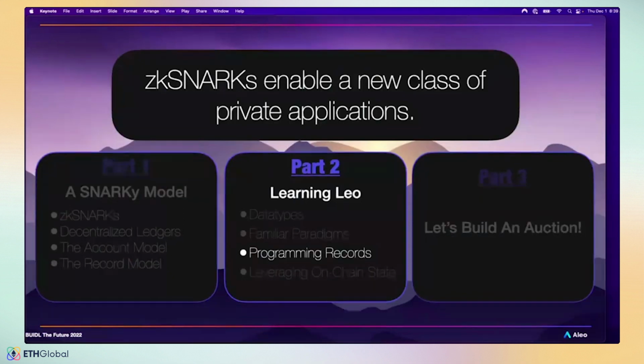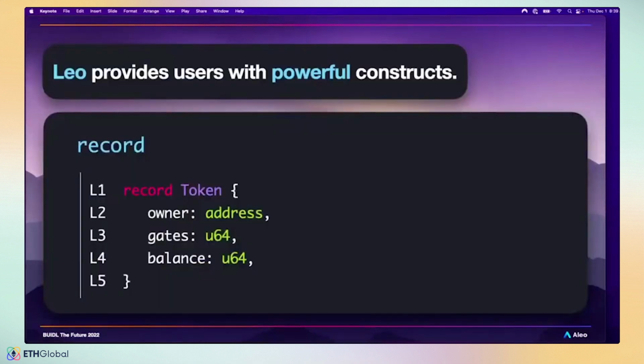Cool. So we went through some familiar programming paradigms. Leo looks a lot like Rust and TypeScript for those that are coming from those languages, and provides some constructs that are expected in all programming languages. Now, Leo also provides some more powerful concepts, and we use these concepts to create private applications, and we can do some fancy stuff with them. And the first thing is records, like we described before. Because Aleo is built on top of the record model, Leo needs to have a way of interfacing with this model. And you can do so by declaring records.